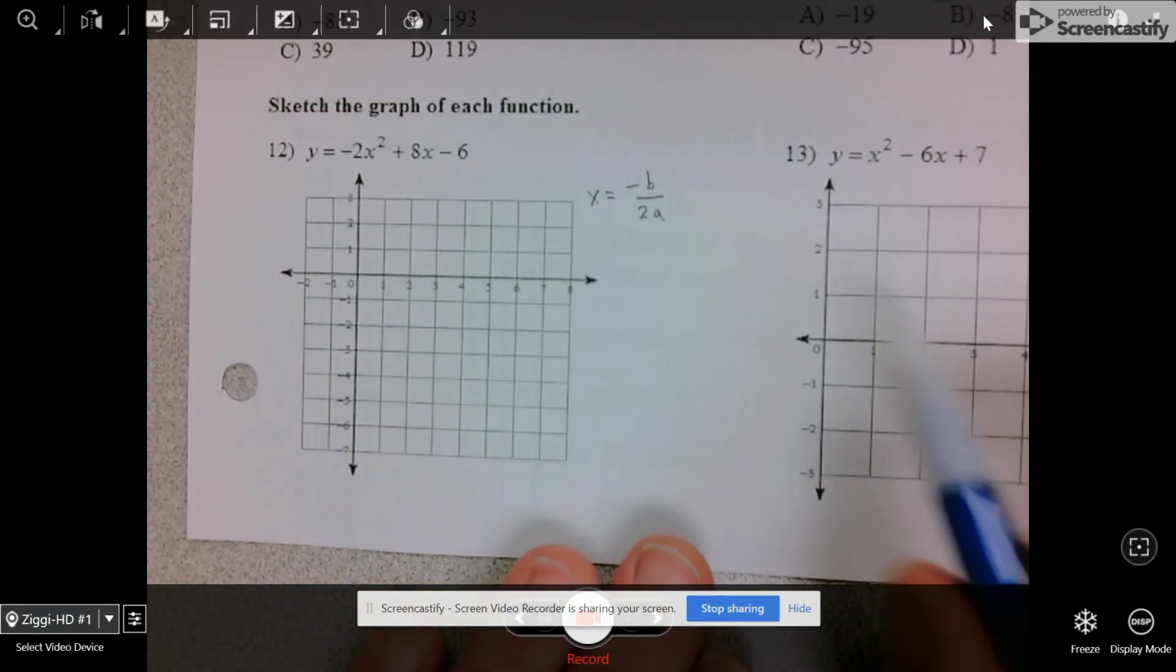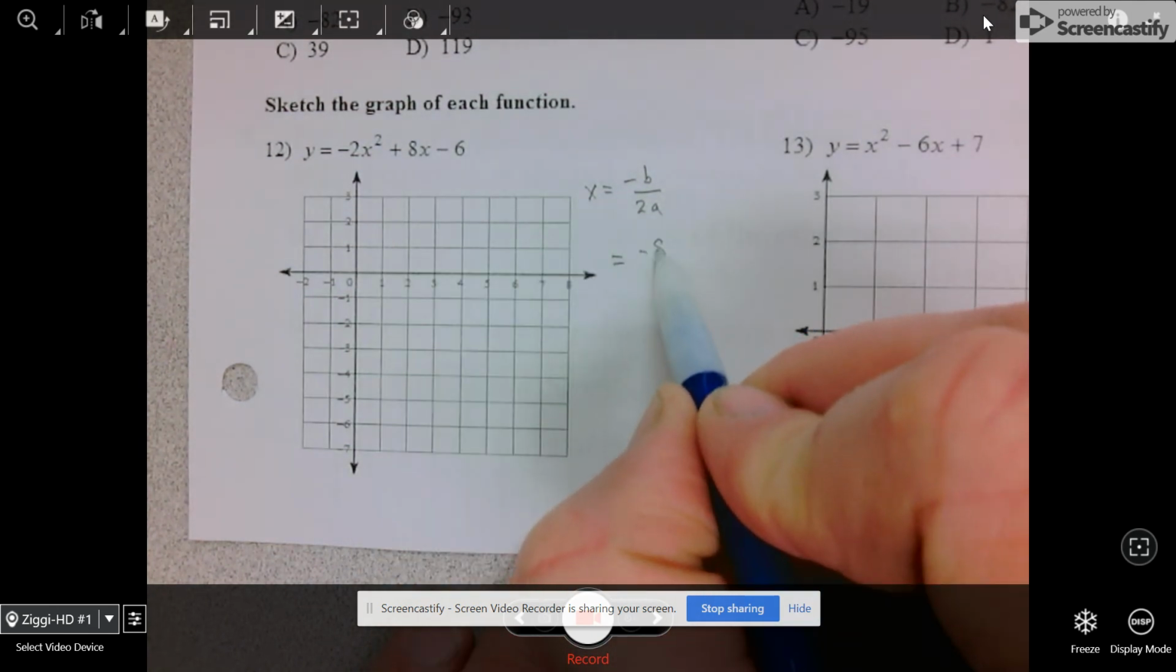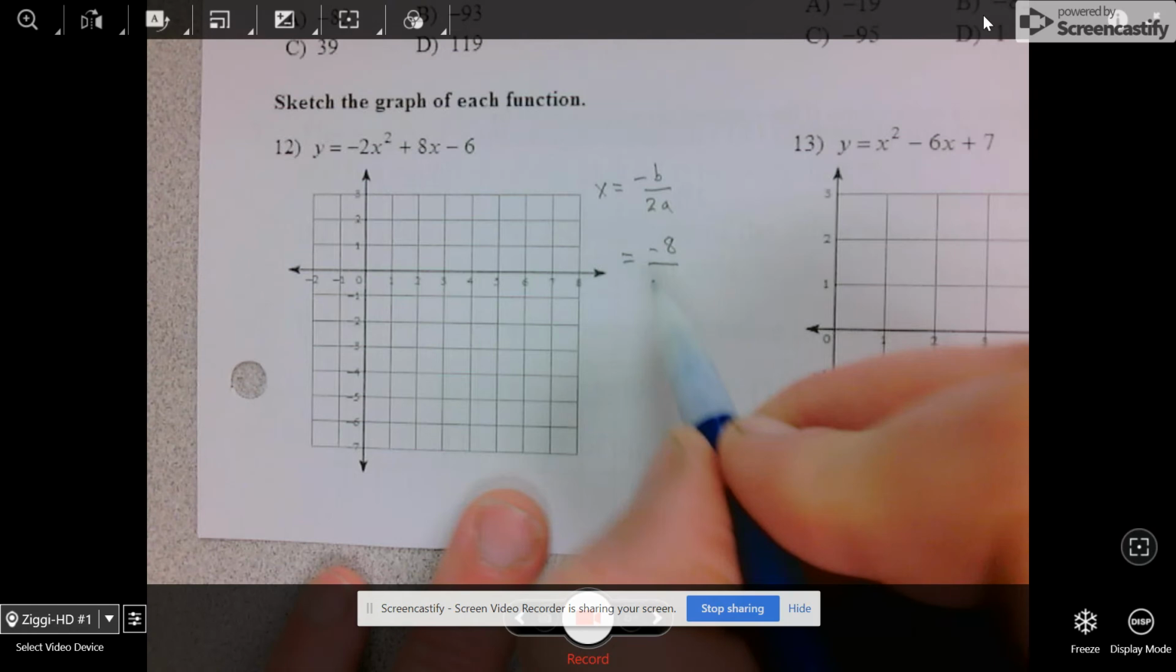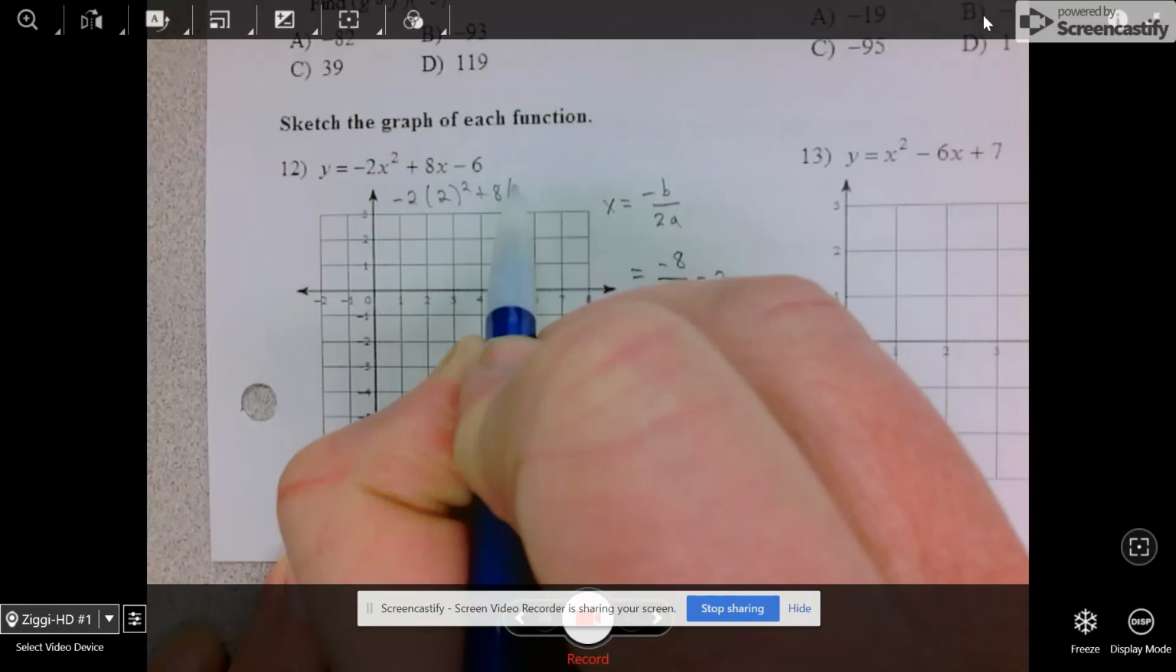And then you go back and plug in 2 to find the y-coordinate. So this is -8 plus 16 minus 6. So that's also 2. So my vertex is at 2, 2.